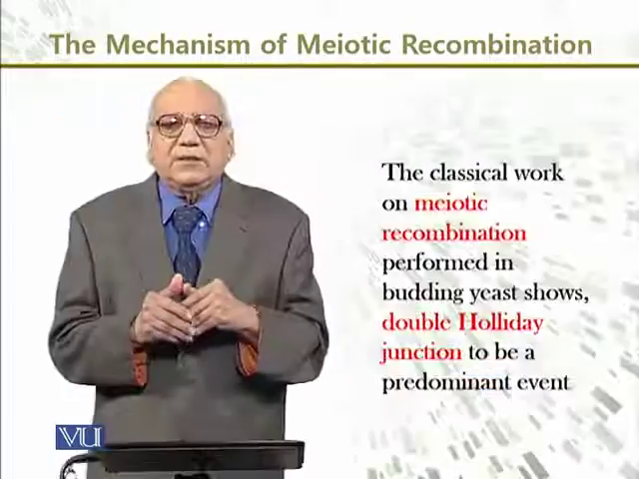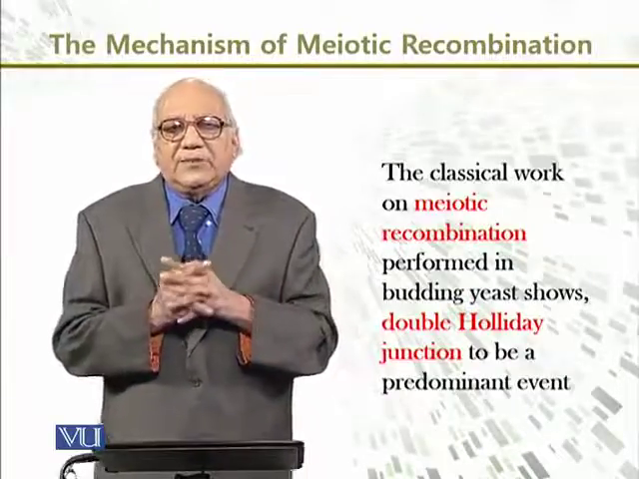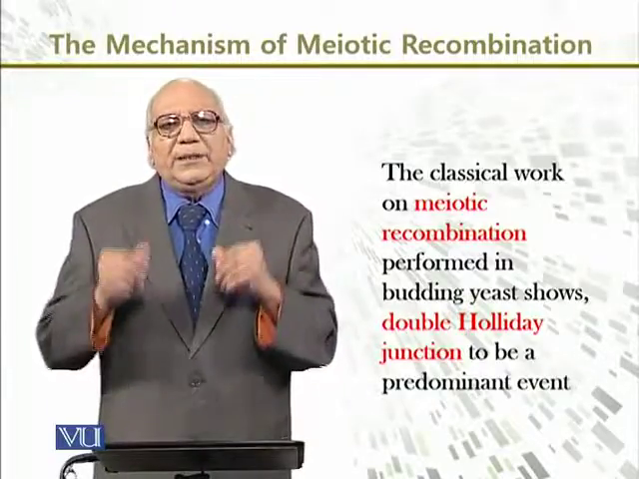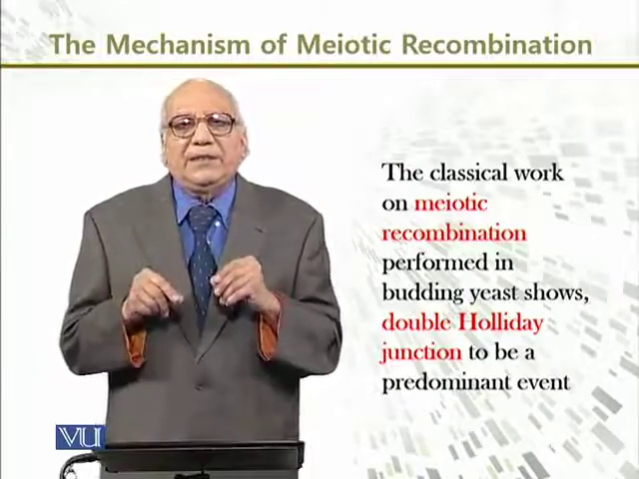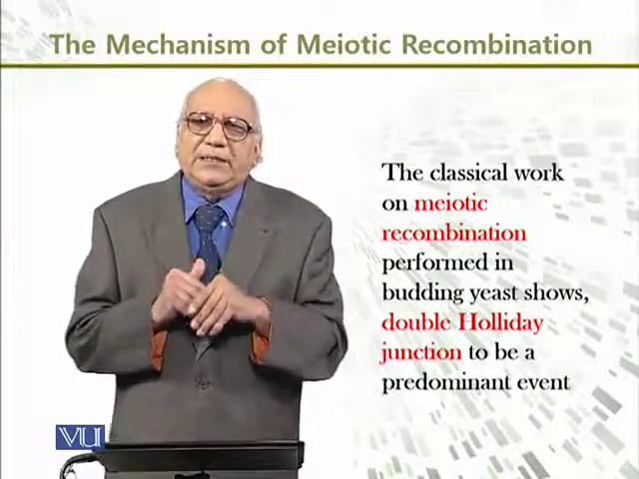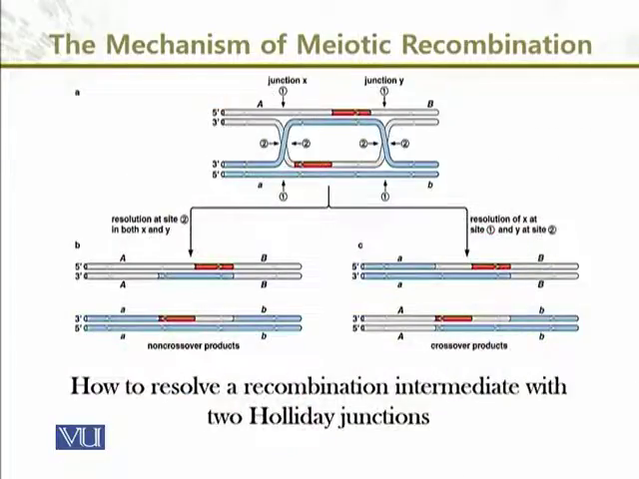The classical work on meiotic recombination was performed in the budding yeast, as I've already indicated, and the double Holliday junction was found to be the predominant event. Remember, the double Holliday junction, which is formed during this process, is a predominant event during this recombination. Now, as shown in this diagram, a double Holliday junction is produced on the top, and then four new recombinant molecules are formed.